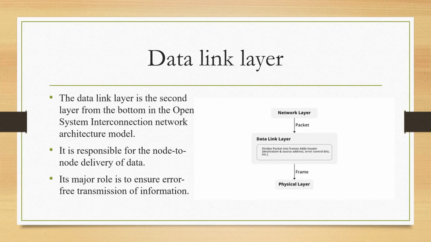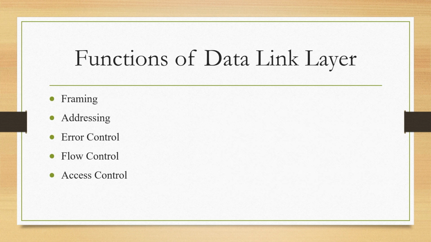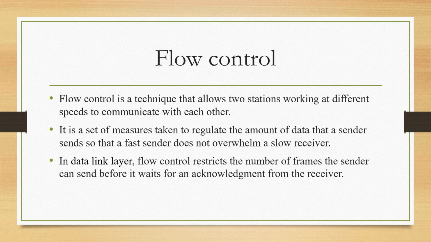The OSI architecture has 7 different layers, and the data link layer is the second layer from the bottom. It is mainly responsible for node-to-node delivery of the data. Its major role is to ensure error-free transmission of the information. Some of the functions of the data link layer include framing, addressing, error control, flow control, and access control. The selective repeat ARQ protocol that we are going to discuss is a part of flow control.